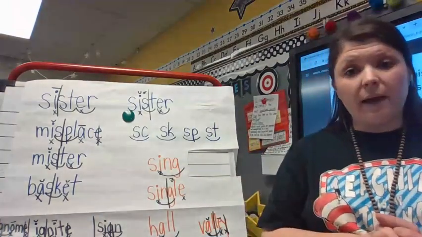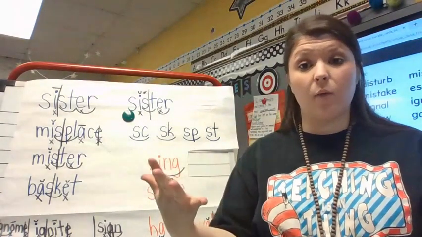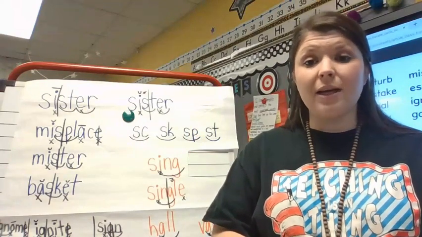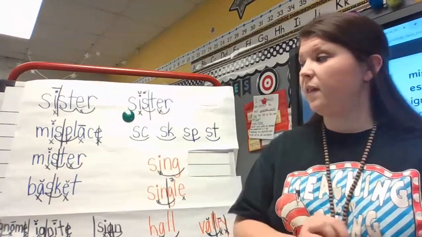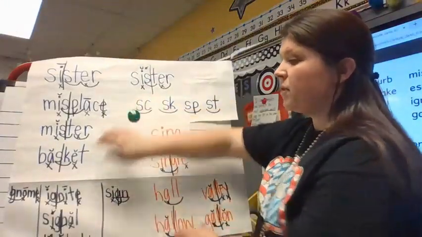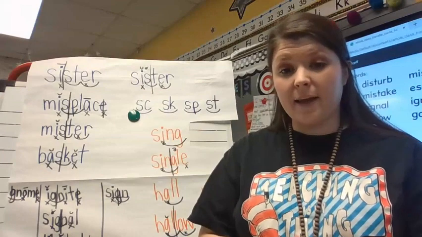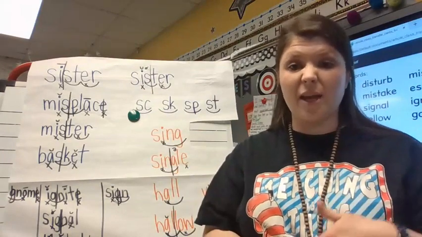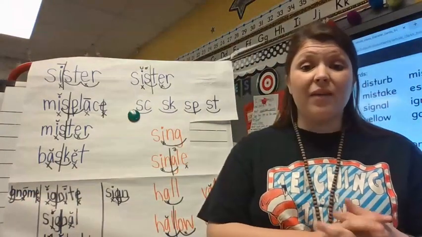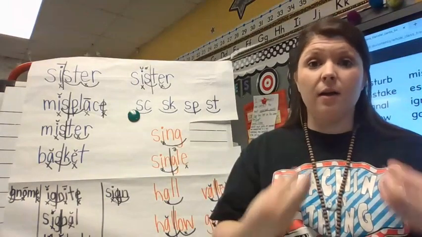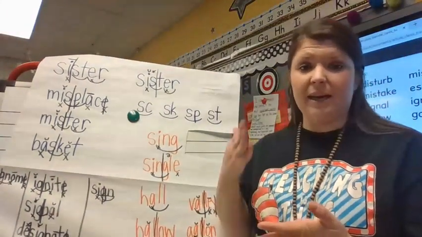Then we learned that when we have the digraph GN, which normally says N when it comes at the beginning or the end of the word, if that digraph GN is found in the middle of the word, that digraph will split, and both letters will then have a sound. So let's go ahead and look at that. So here at the beginning of the word, we have gnome. So that G is silent, and the N makes the sound, but we have to have that G there for this spelling to be correct. So we have gnome. Then we have sign. We hear that sound at the end, sign. So that's how we would spell it, G and N, and that N is silent.